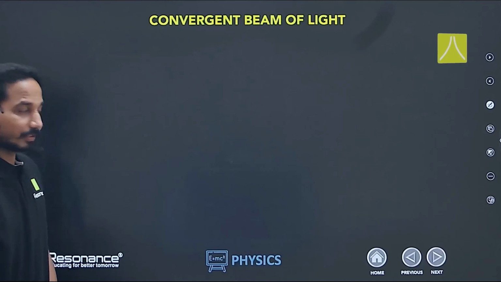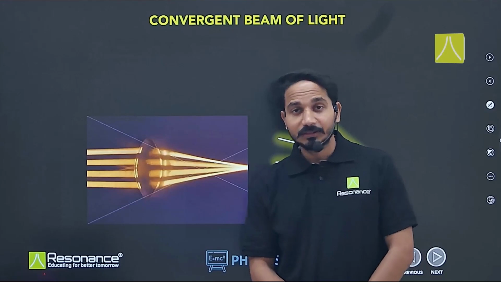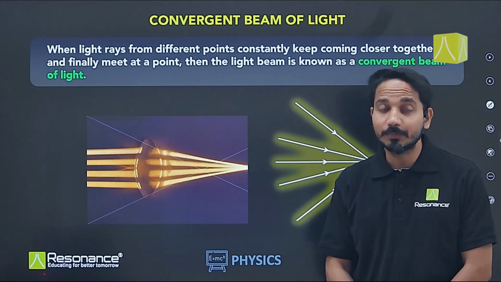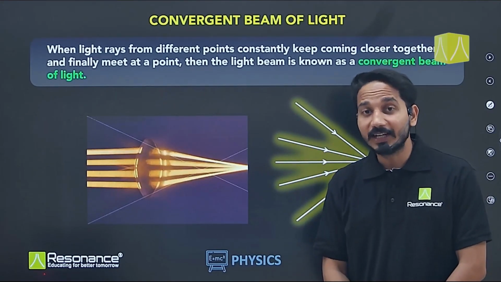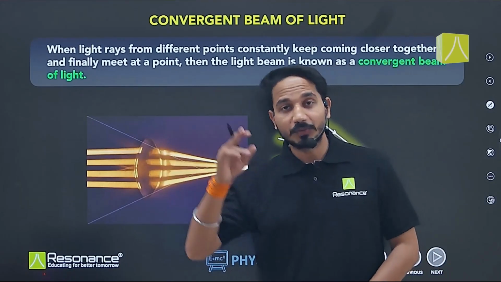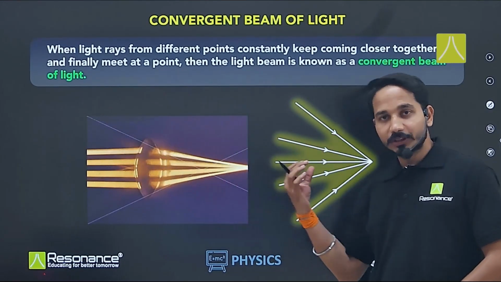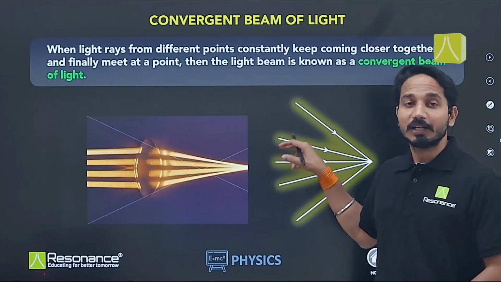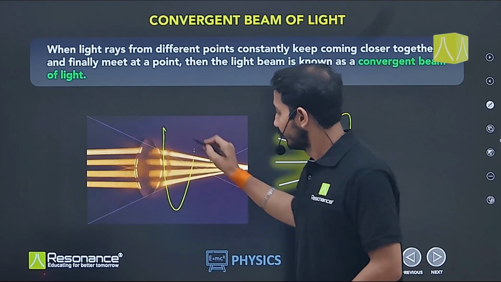Now the convergent beam of light. When light rays traveling from different points keep coming closer together and finally meet at a point, then that light beam is known as a convergent beam of light.